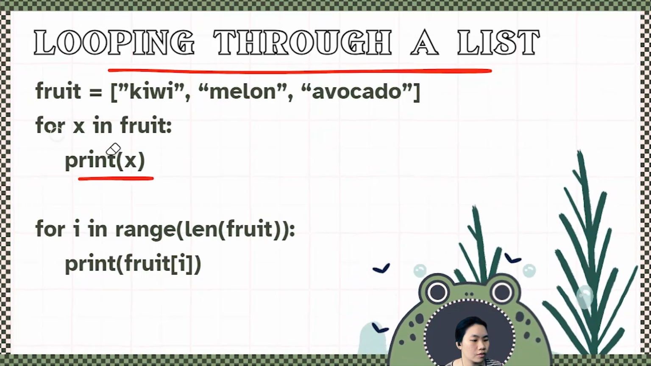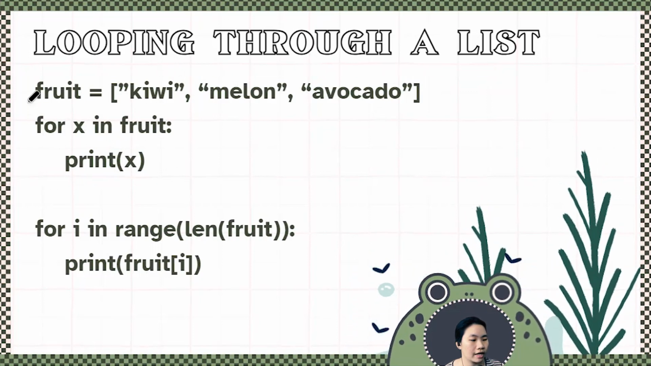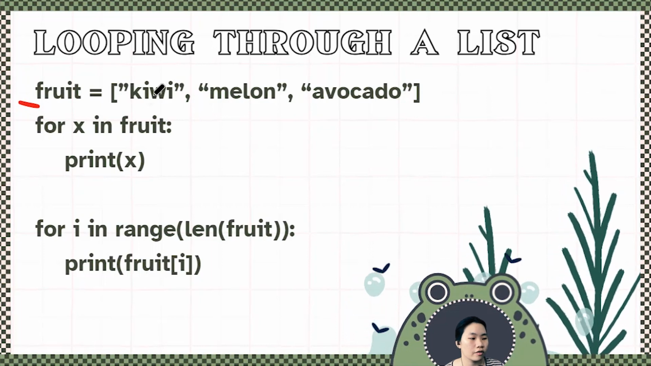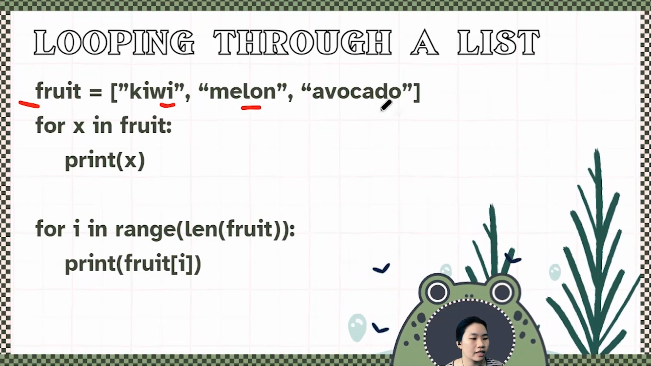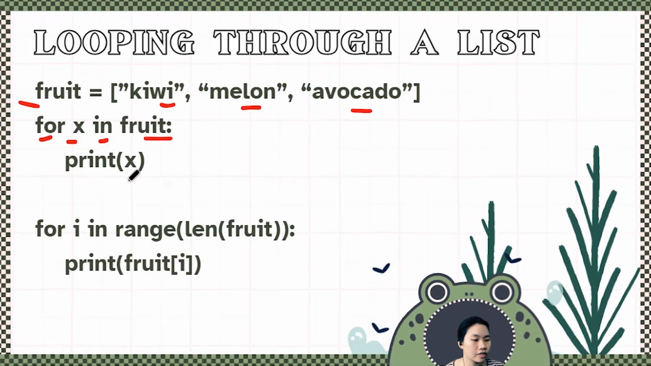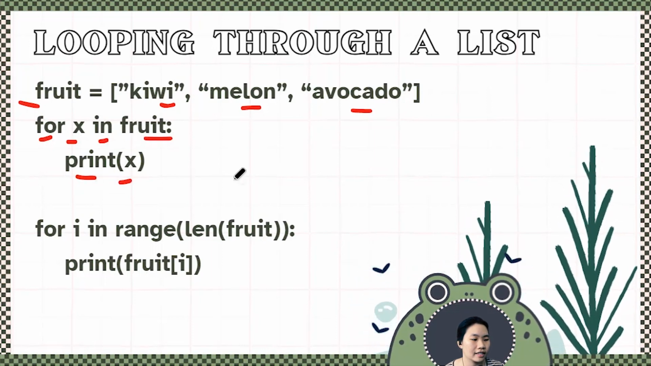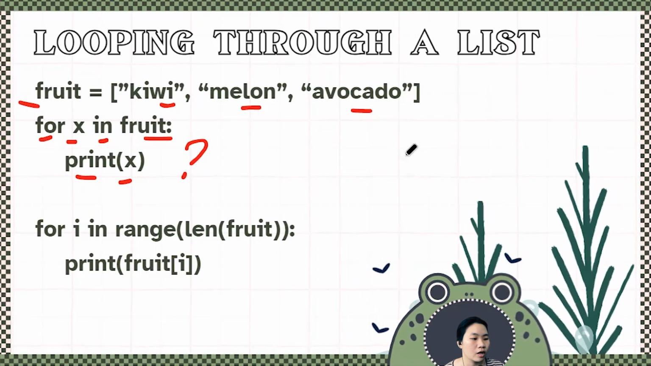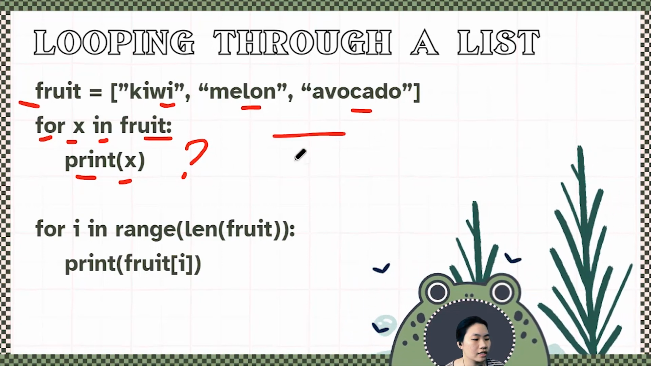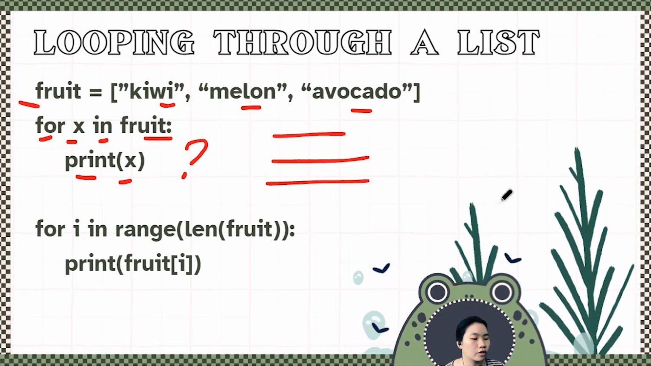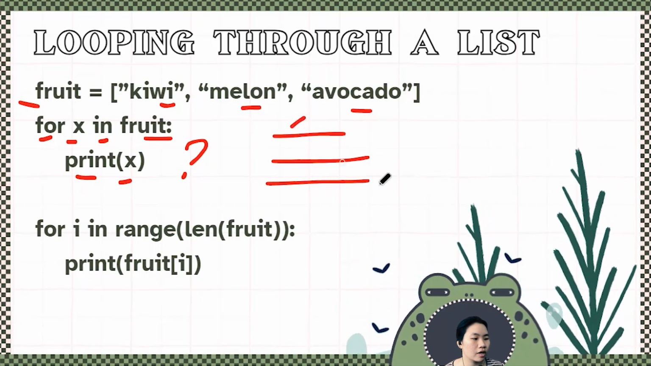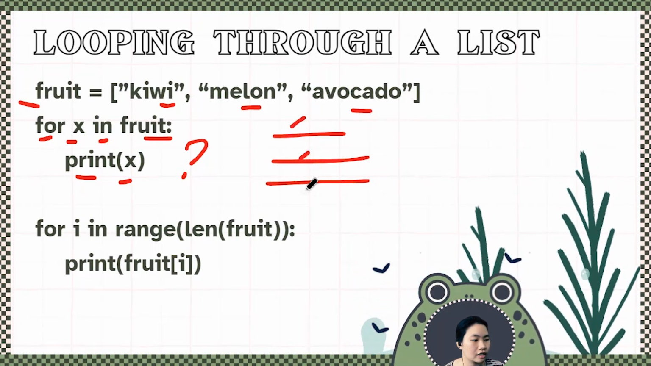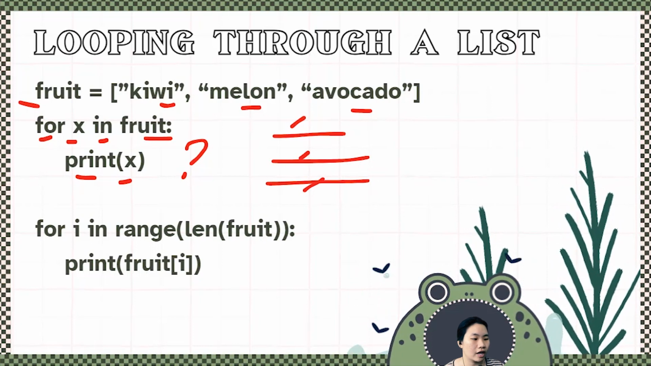Now, let's go through it from top to bottom. I have a list over here of fruit: kiwi, melon, and avocado. For x in fruit, print x. Now, what will this do? What it does is that it prints every element on a new line like that. So kiwi would be up here, melon would be down here, and lastly is avocado.